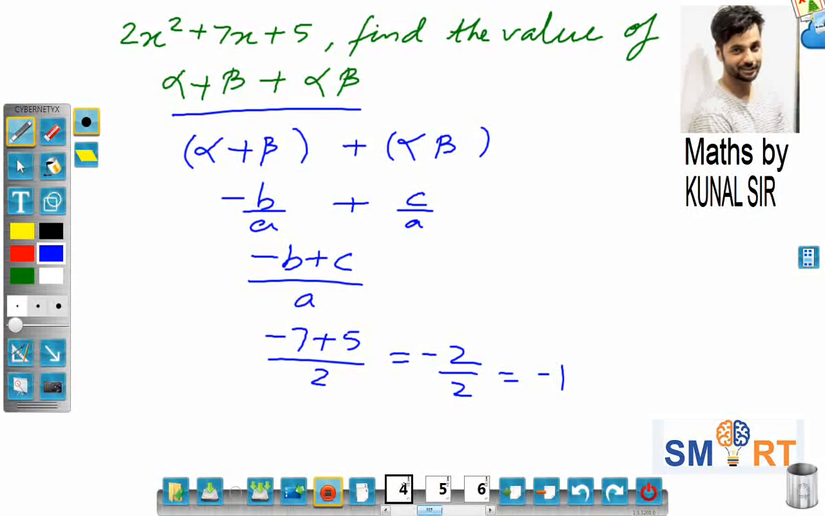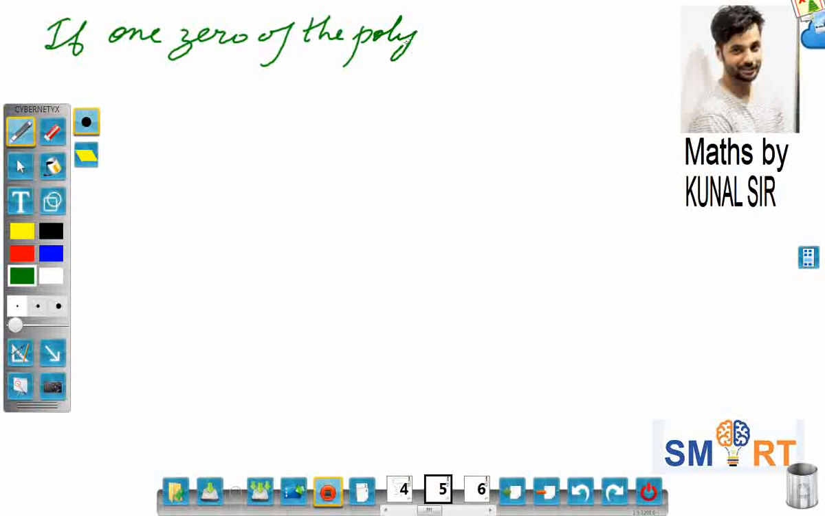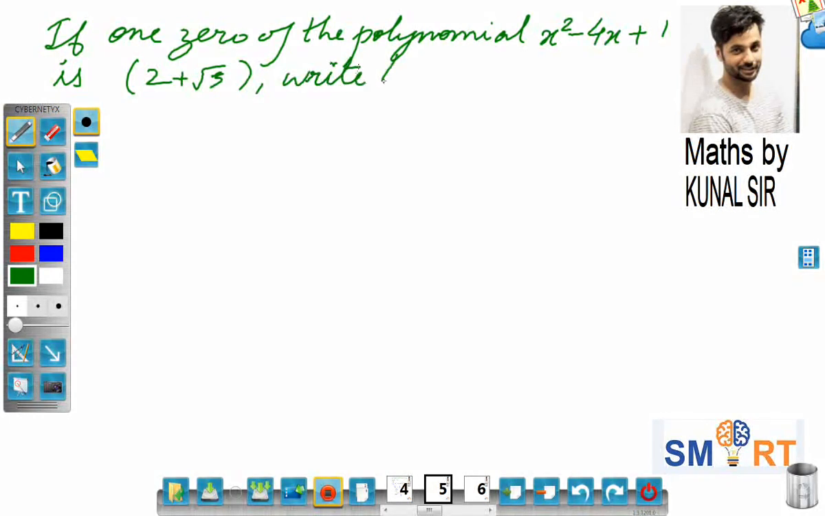Now, moving on to a different variety. Sometimes the questions are like this. If one zero of the polynomial x square minus 4x plus 1 is 2 plus root 3, write the other zero.